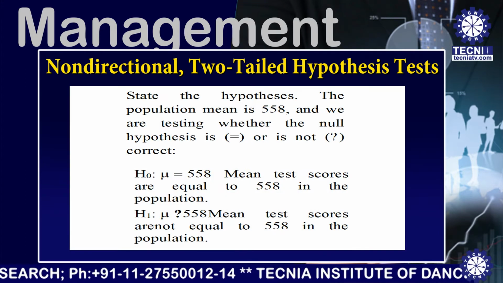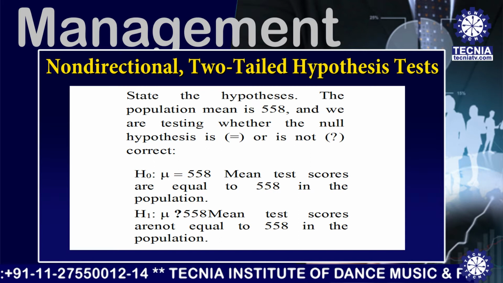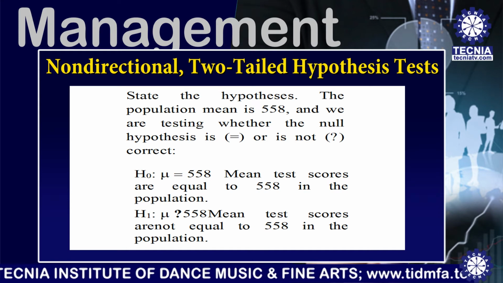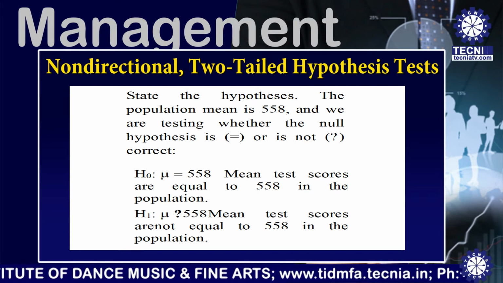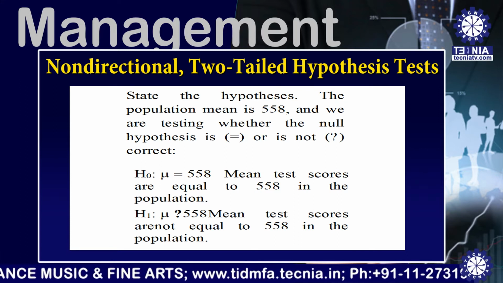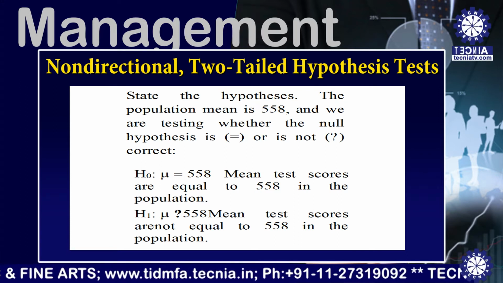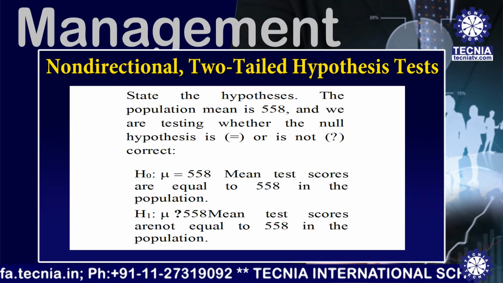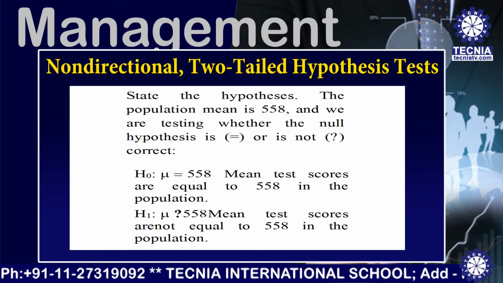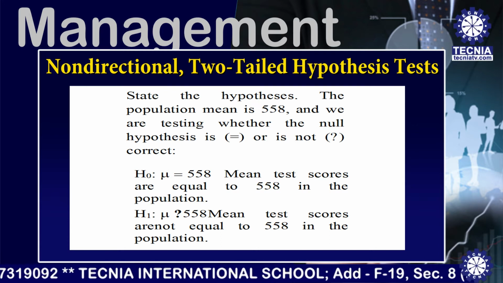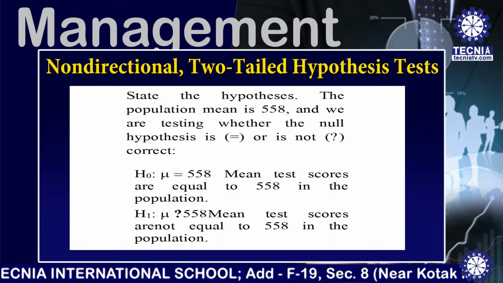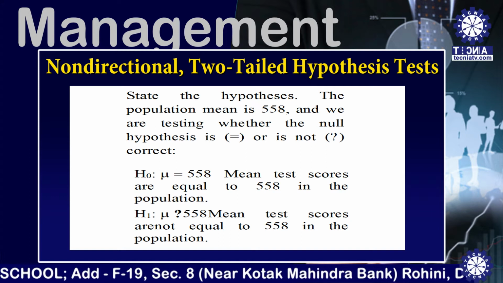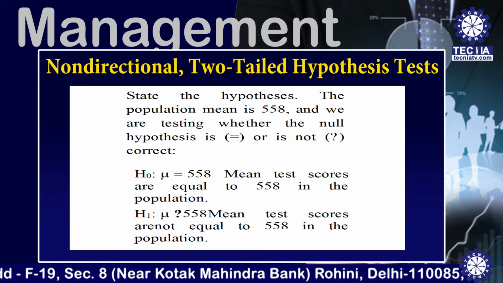Now there are certain steps to solve the hypothesis. Step 1 is concerned with stating the hypothesis. The population mean is 558 and we are testing whether the null hypothesis is or is not correct. Null hypothesis H0: mu equal to 558, that is mean test scores are equal to 558 in the population. Alternative hypothesis, represented by H1, is mu not equal to 558, that is mean test scores are not equal to 558 in the population.